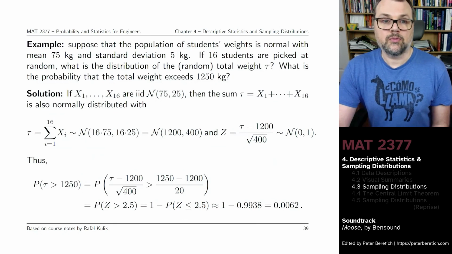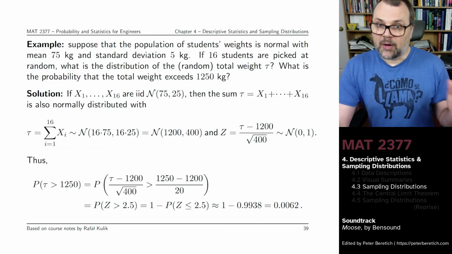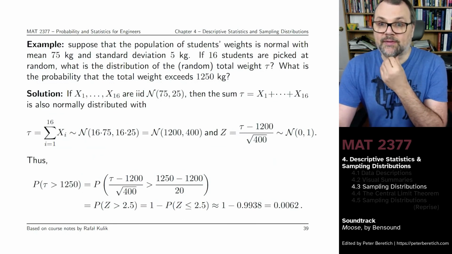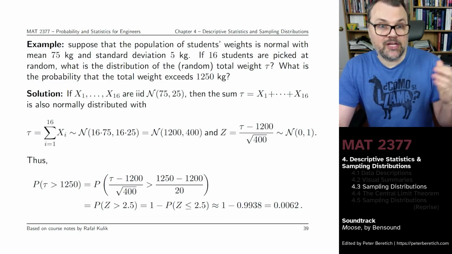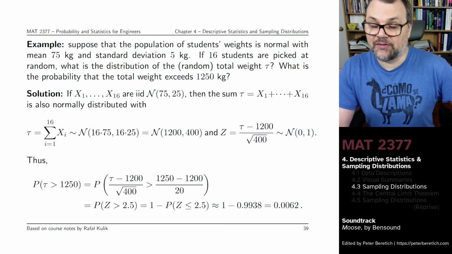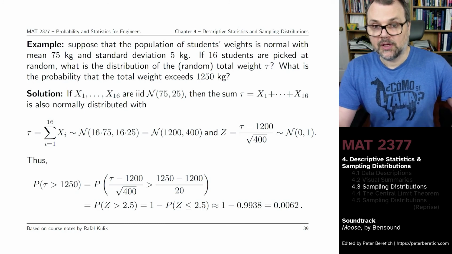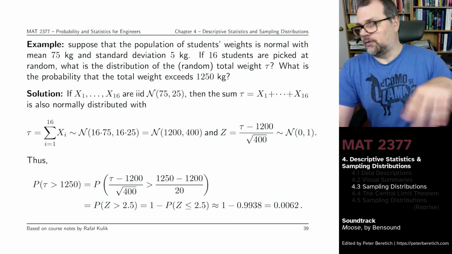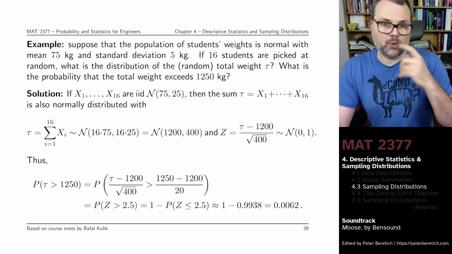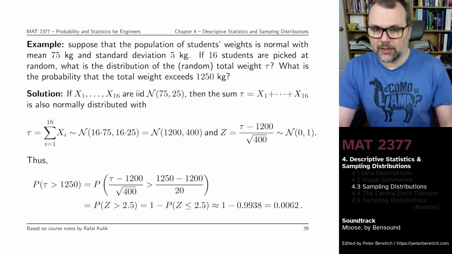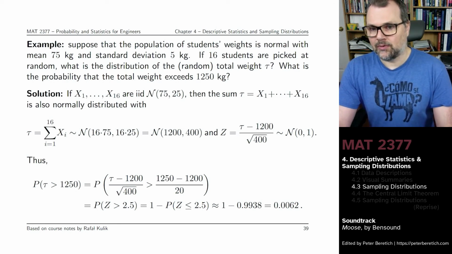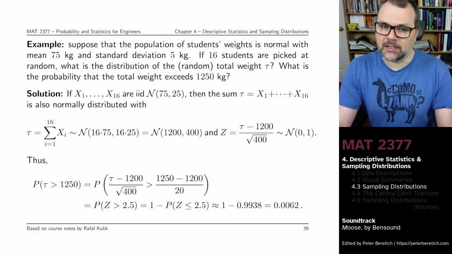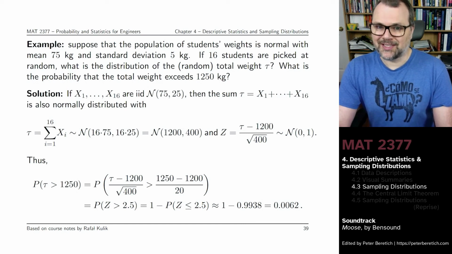We'll do one final example. You have a population of students' weights, and let's say it's normal with a mean of 75 kilograms and a standard deviation of 5 kilograms. If you pick 16 students at random in the classroom, and you assume that you've done this independently, what's the distribution of the random total weight, tau, the sum of the weights? What's the probability that the total weight will exceed 1250 kilograms?